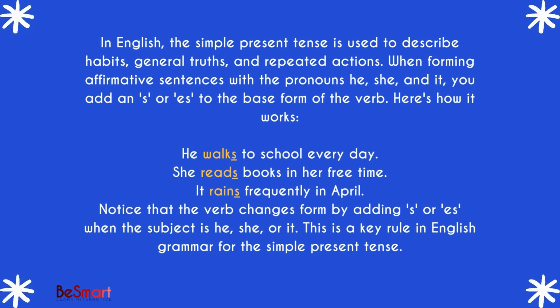When forming affirmative sentences with the pronouns he, she, and it, you add an s or es to the base form of the verb. Here's how it works. He walks to school every day. She reads books in her free time. It rains frequently in April. Notice that the verb changes form by adding s or es when the subject is he, she, or it. This is a key rule in English grammar for the simple present tense.